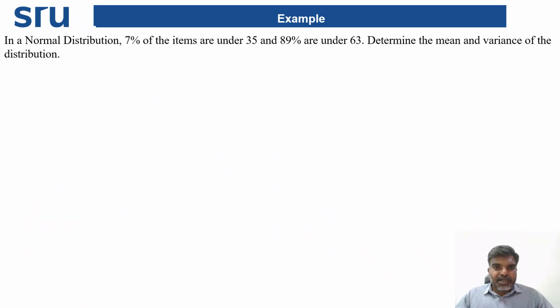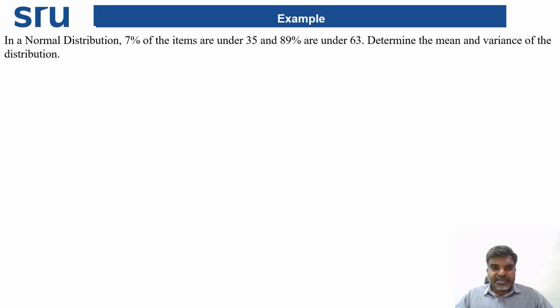In this example, 7% of the items are under 35 and 89% are under 63. Determine the mean and variance of the distribution. See, in last two examples, mean and standard deviation is given. We have calculated probability. But here, probability is given. Now we have to find mean and standard deviation.